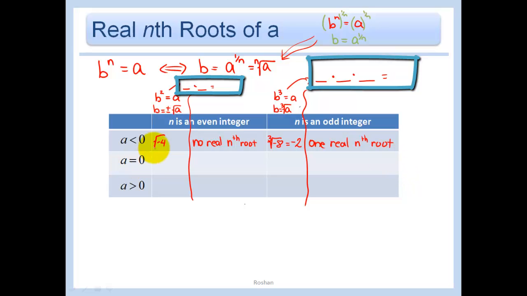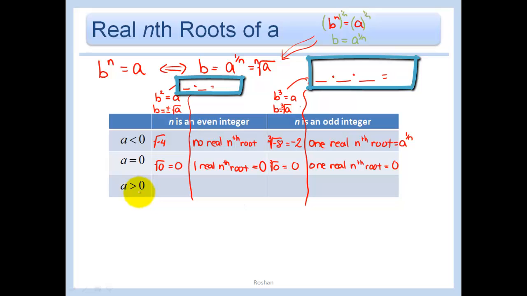What about if a equals 0? Well, root 0 is just 0. So I get 1 real nth root, which actually is always going to be equal to 0. Same deal goes with cubed root, doesn't it? The cubed root is 0. 0 times 0 times 0 is 0. And so, again, I get 1 real nth root, which is equal to 0. In this one, let's just say this is just equal to a to the 1 over n, right? If we're using the fractional exponents.